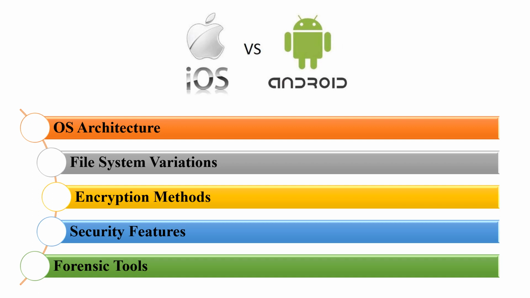Next one is security features. Security features impact the forensic procedures. In terms of iOS, it's difficult to extract and analyze the data due to its high profile security features. But as Android is more flexible, it's easier to perform the analysis. And the last one is forensic tools. A range of forensic tools are available for both of these operating systems, that is Android and iOS. We'll see these tools in our upcoming videos in detail.